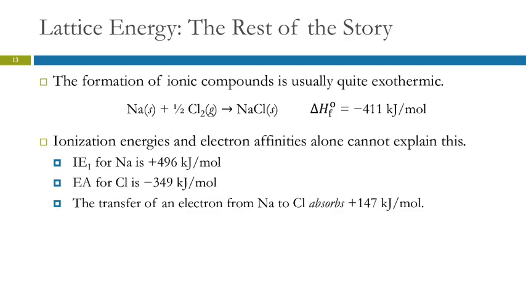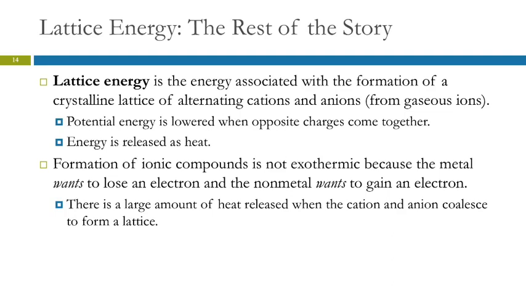So something is missing. And what's missing is the lattice energy. So the lattice energy is the energy associated with the formation of a lattice, a crystalline lattice of alternating cations and anions, and technically from the gas phase. So when you've got those positive and negative ions and they come together and form a pattern, energy is released because the potential energy is lowered when they come together.